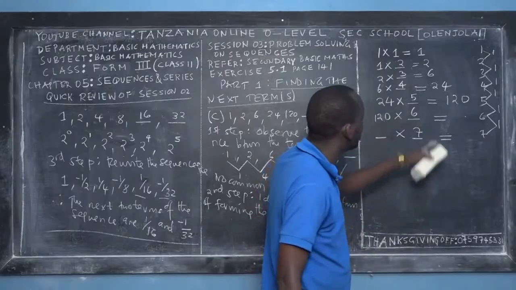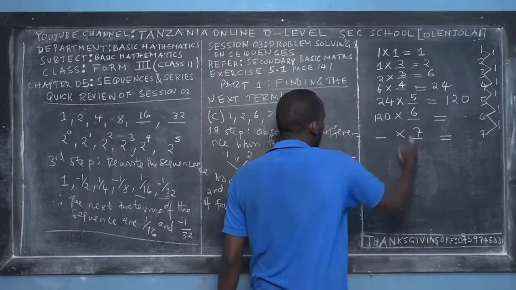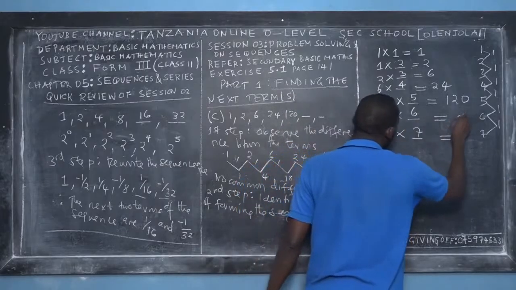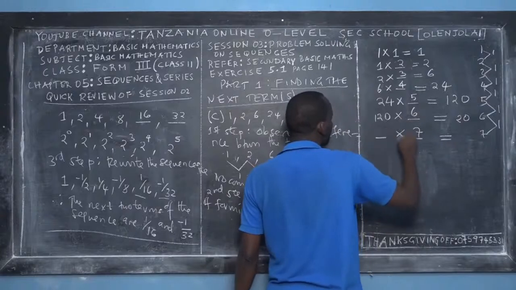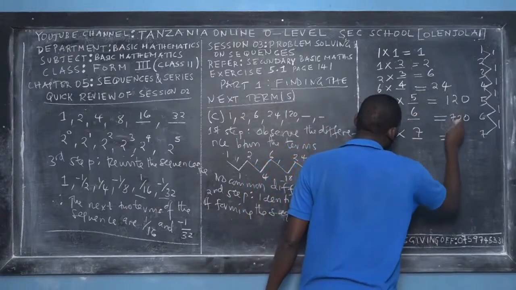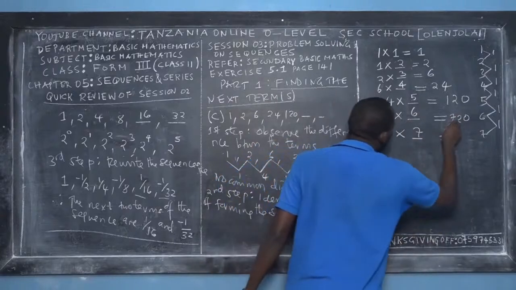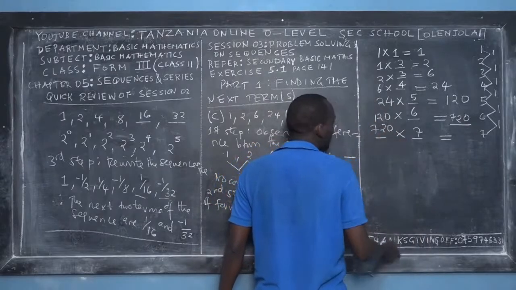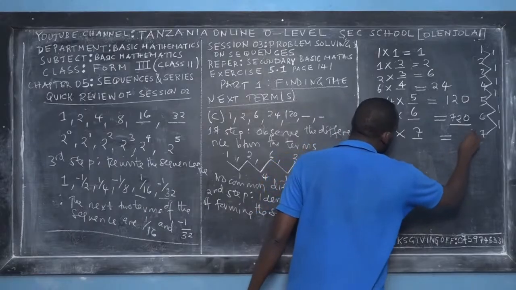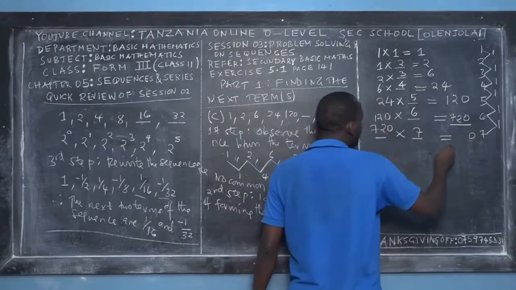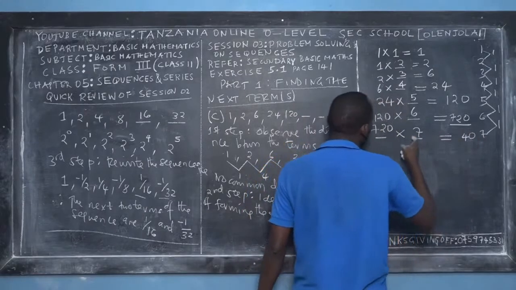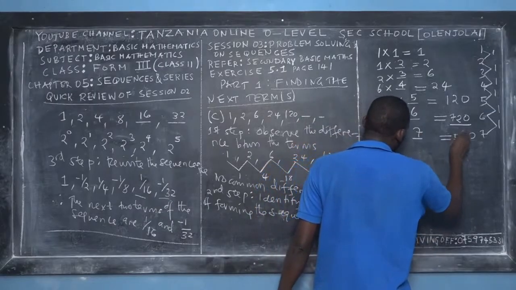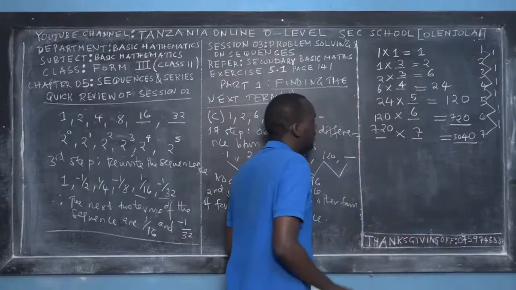So 120 times 6. So 6 times 0, it is 0. And then 6 times 2, it is 12. So you keep 1. 6 times 1, it is 6. So you have 720. So this is the fifth step. Then we take 720. We multiply with 7. 7 times 0, it is what? 0. 7 times 2 is equal to what? 14. We keep 1. 7 times 7 is 49. Plus 1 is what? 50. So then this is the result.